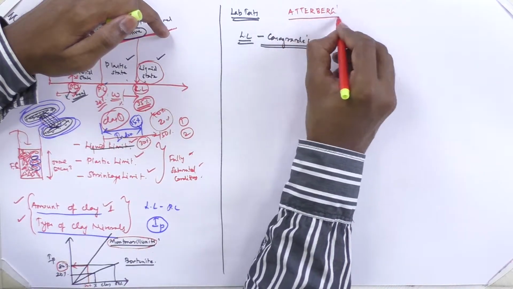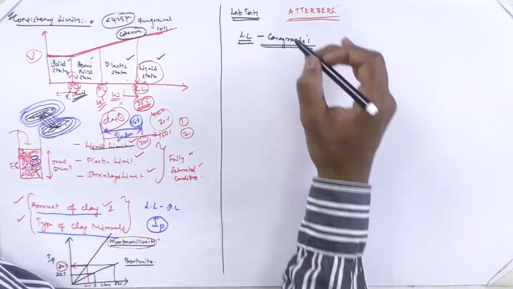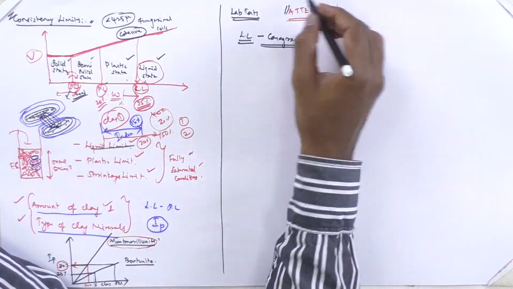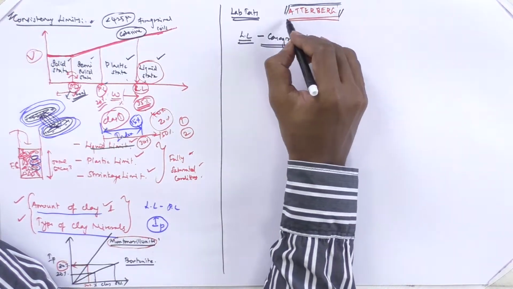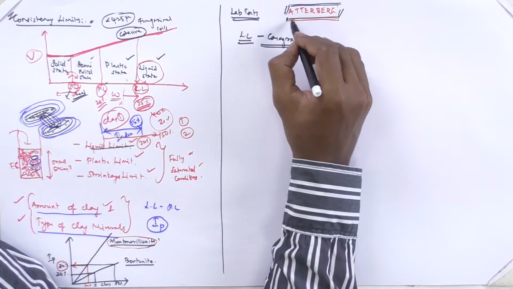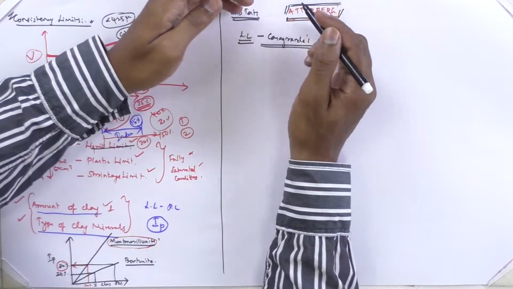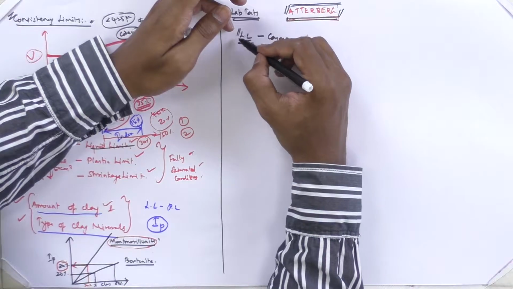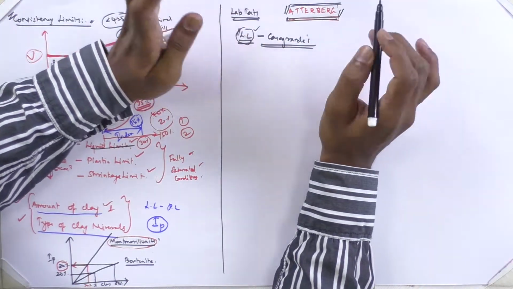The liquid limit, plastic limit, and shrinkage limit were given by Atterberg. Atterberg was an agricultural farmer who gave the idea about the consistency of clay. He gave the consistency limits, but now we are going to discuss the liquid limit test, how to find the liquid limit, which was described by Casagrande.